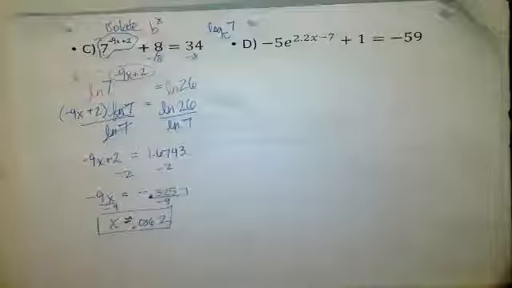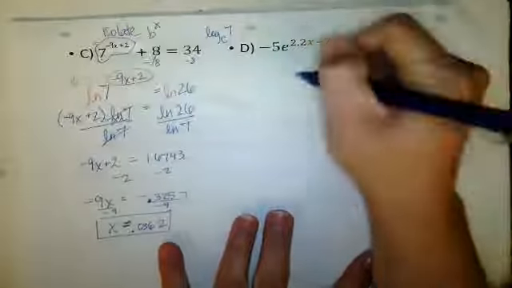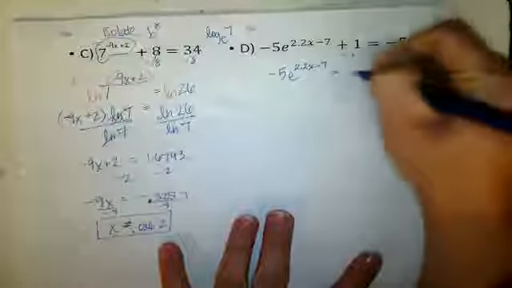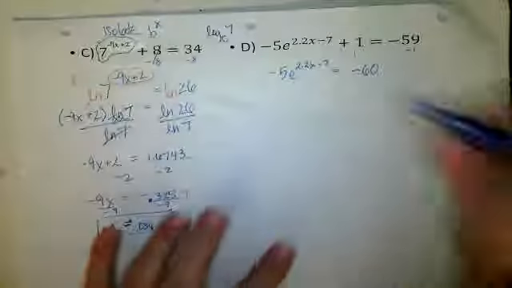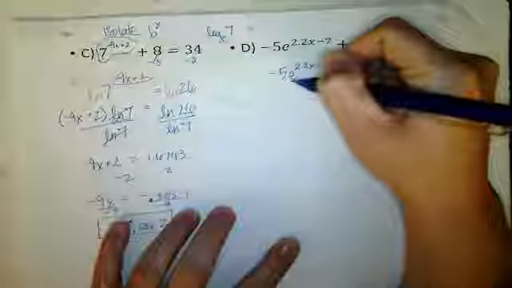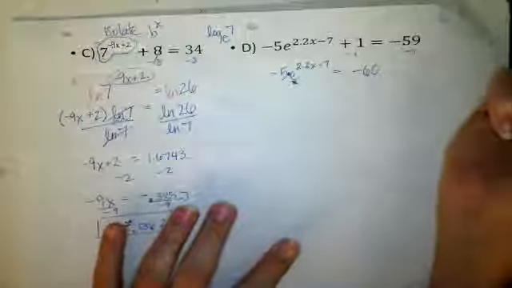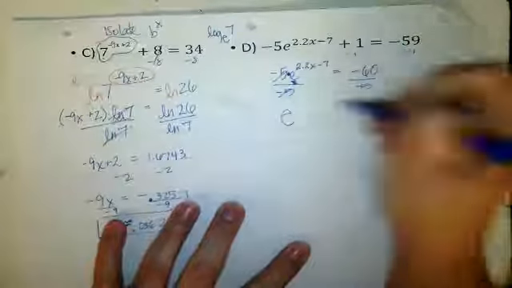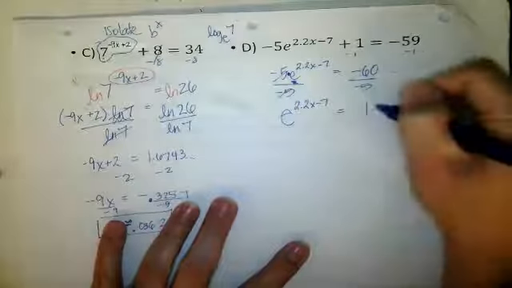All right, letter D. What should we do first? Isolate. Subtract the 1. All right, so negative 5 e to the 2.2x minus 7 equals negative 60. Then what should we do? Divide by 5. Very good. Ladies and gentlemen, our base is e. This is negative 5 times e. We must get rid of that first. So divide that number in front away so that our base is all by itself. Divide by negative 5 so we get 12.